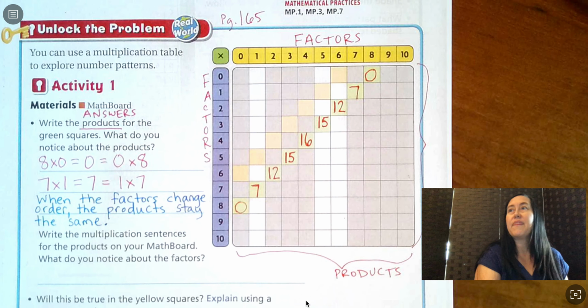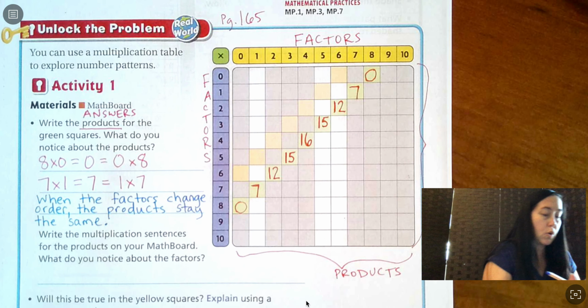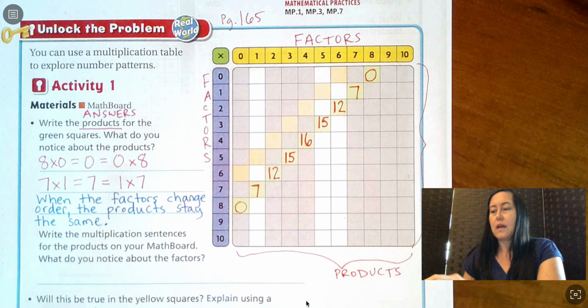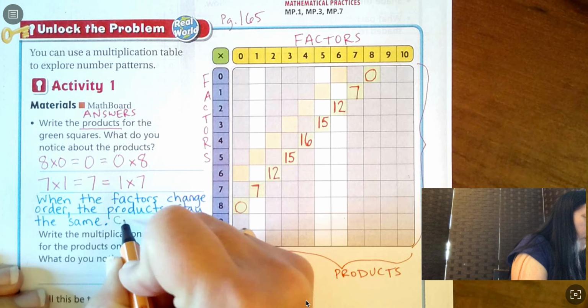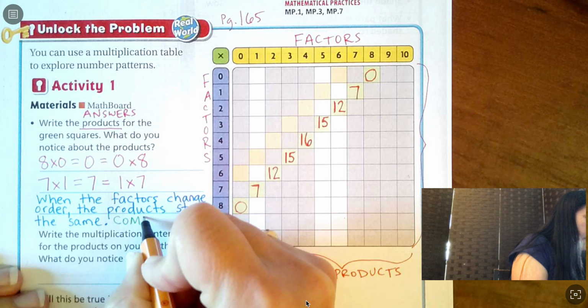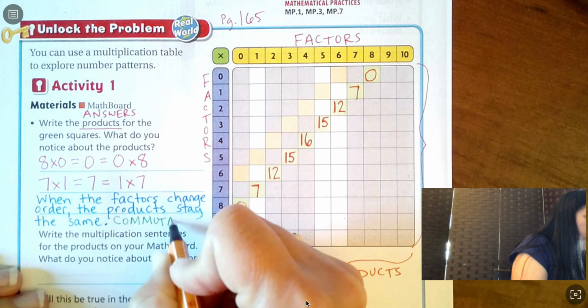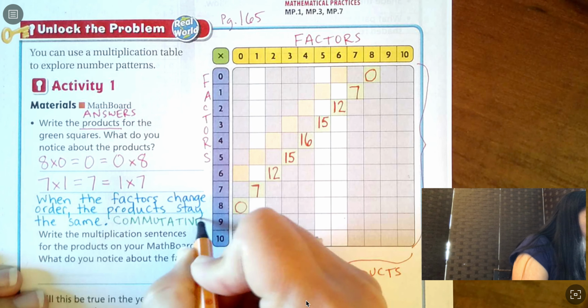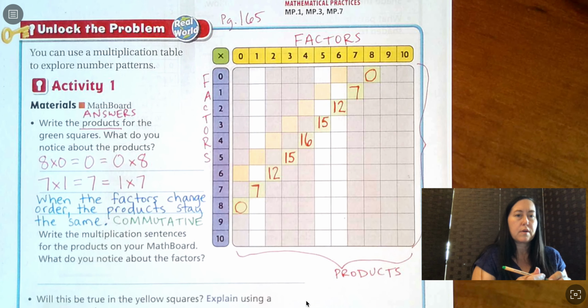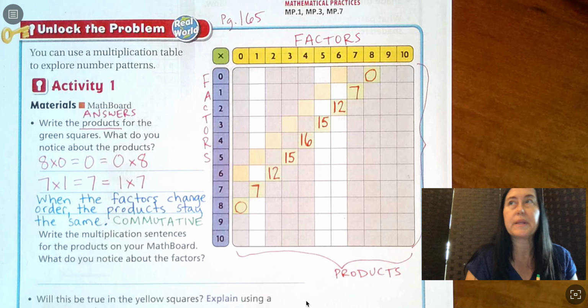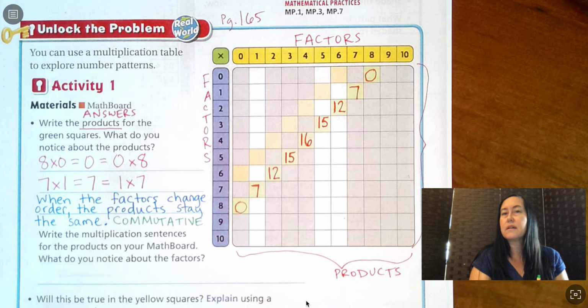Okay? And that is our commutative property. I like to call it the turnaround fact, but the formal name is commutative property. All right, so we'll write the multiplication sentences for the products on our math board.